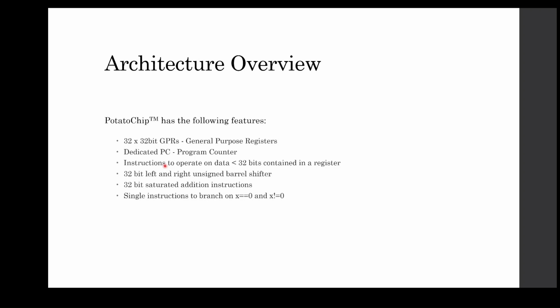The architecture also has a 32-bit left and right unsigned barrel shifter, which supports any arbitrary shift amount. It also supports 32-bit saturated addition instructions, which add and then, depending on the carry-out flag and the sign bits of the input operands, will decide whether or not to saturate the value rather than allow it to overflow.